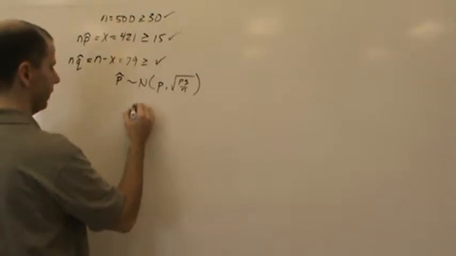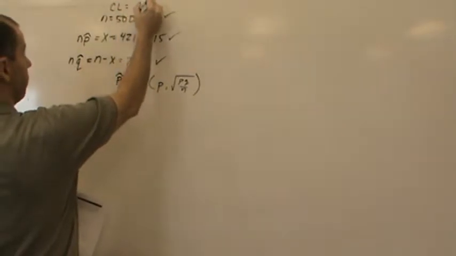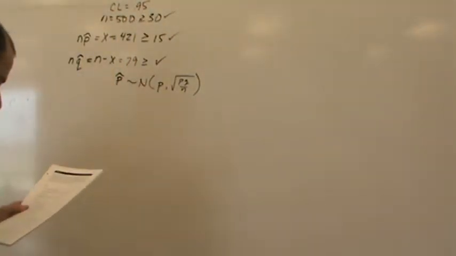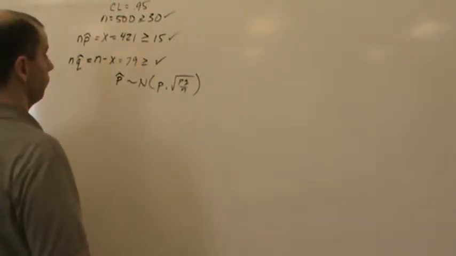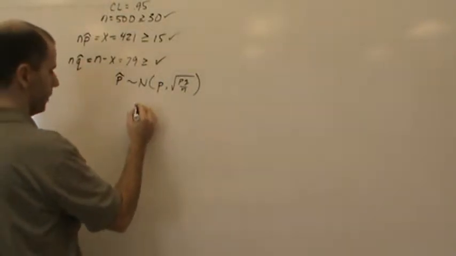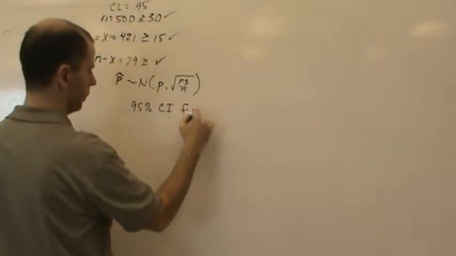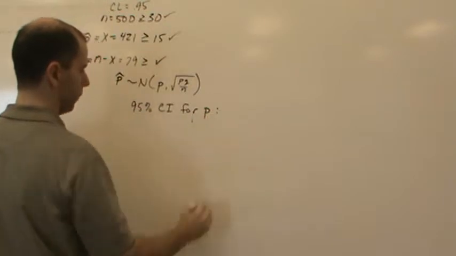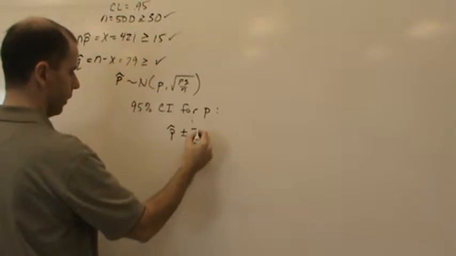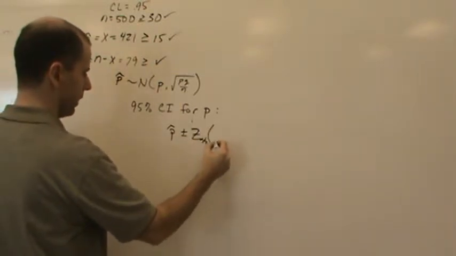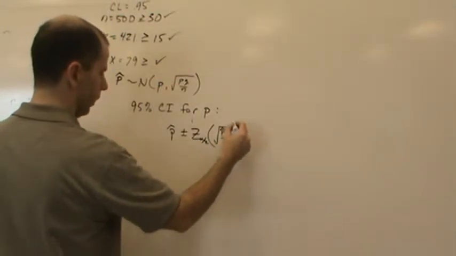So our formula, again, and this is going to be a 95% confidence interval, right? So our confidence level is 0.95. And that's all we need. Now, let's write down the formula first. So our formula for the 95% confidence interval for p, and that's going to be p hat plus or minus our margin of error, which is z alpha divided by 2 times the square root of p hat times q hat over n.